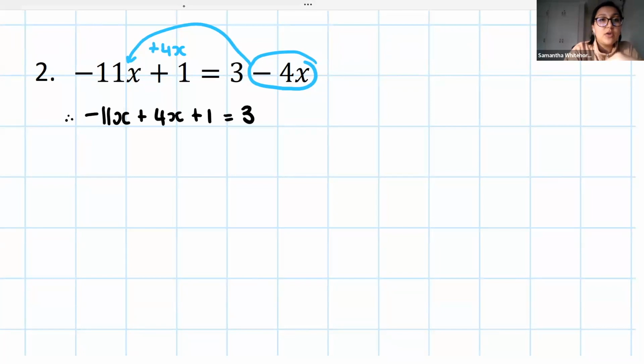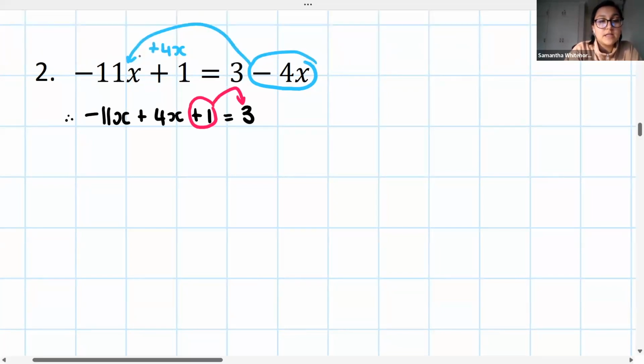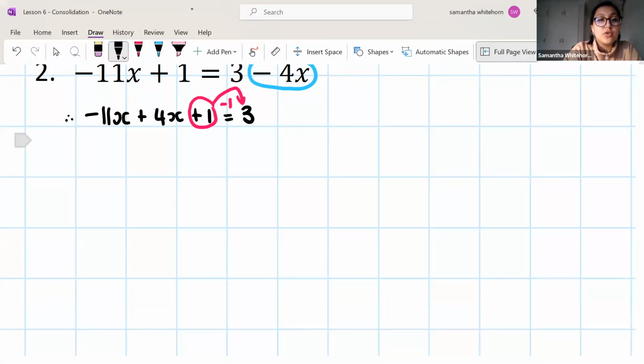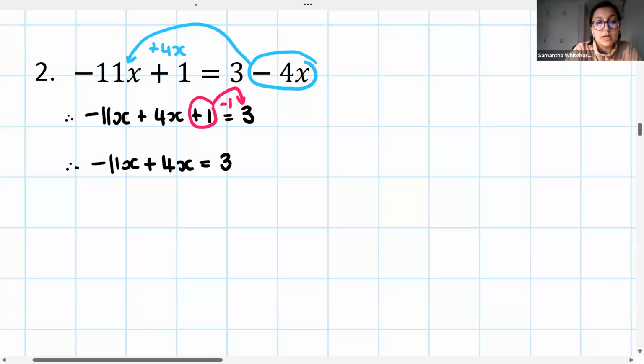And now remember, I only want x's on the left. So what that means is this plus 1 now needs to have its inverse operation applied to it, so minus 1, so that I've got only the x terms on the left-hand side and my constants on the right-hand side. Maybe it would help if I wrote everything down here. Okay. On the left, I've got negative 11x plus 4x.